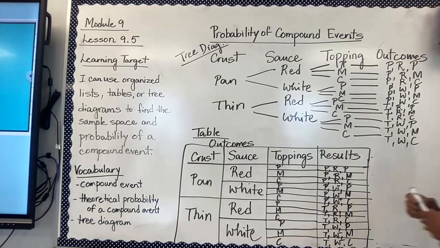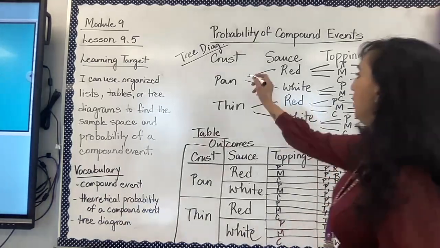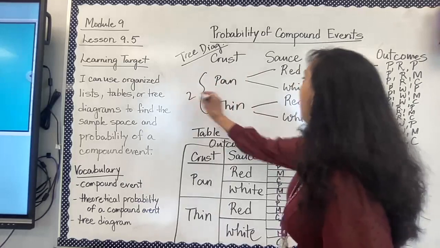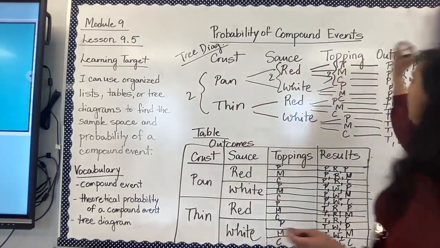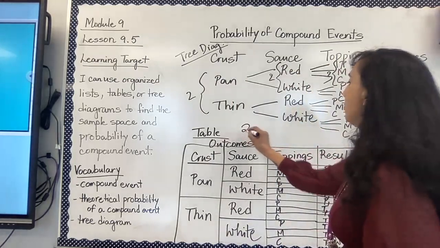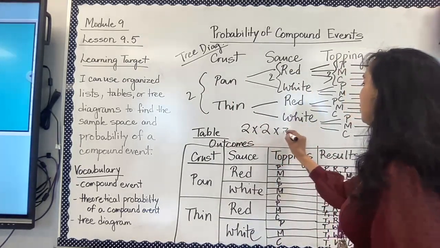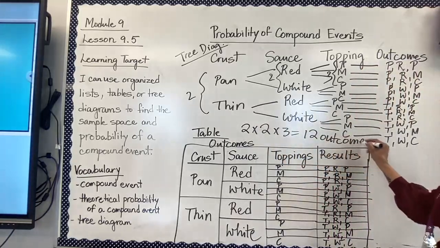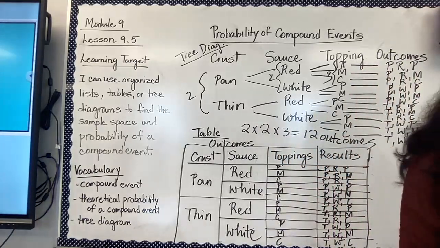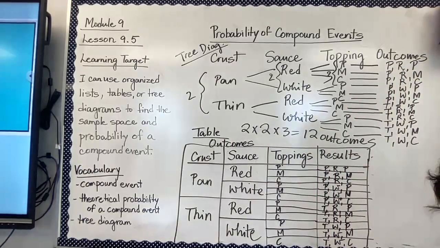But as I had shown you earlier, we had two of these, we had two of these, and we had three of these. And so my outcomes would be 2 times 2, 4 times 3, which would be 12 different outcomes overall. Okay, so that's a really quick way to do the calculations.